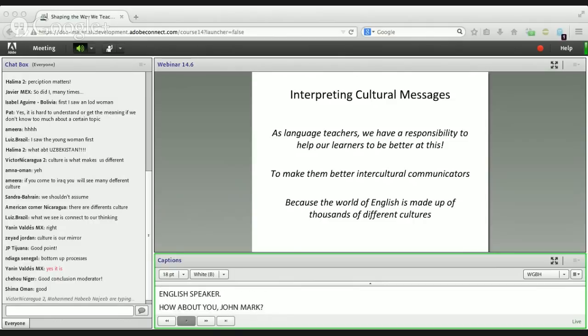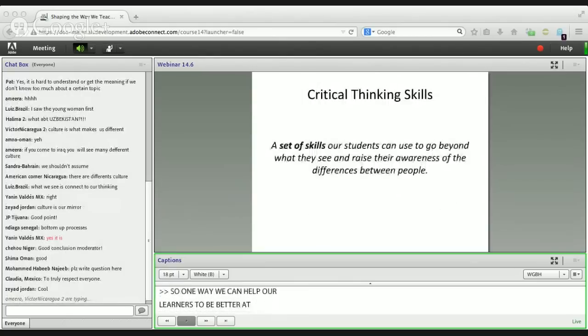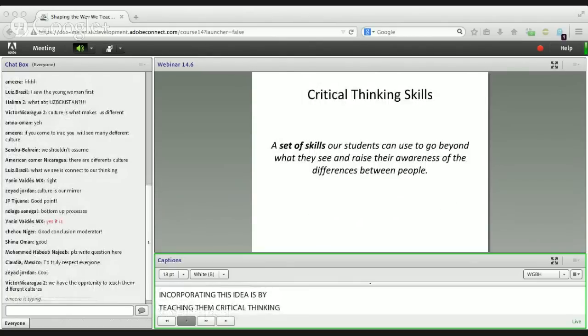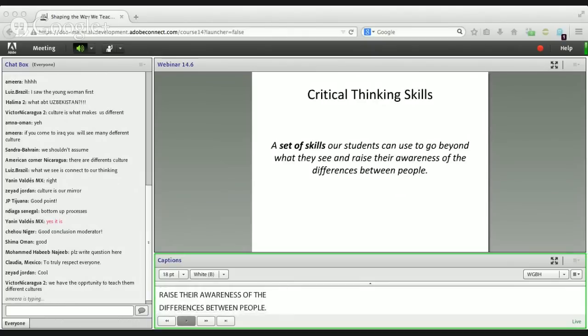So one way we can help our learners to be better at incorporating this idea is by teaching them critical thinking skills, which are a set of skills that our students can use to go beyond what they see and raise their awareness of the differences between people. So they see what's happening, they see the clothes they're wearing, they see someone staring, they see these things, but we need to raise their awareness to understand that they might be interpreting that situation incorrectly. So it starts with integrating questions into the learning process as teachers, and allowing our students to begin to not only gather information, but to assess it.